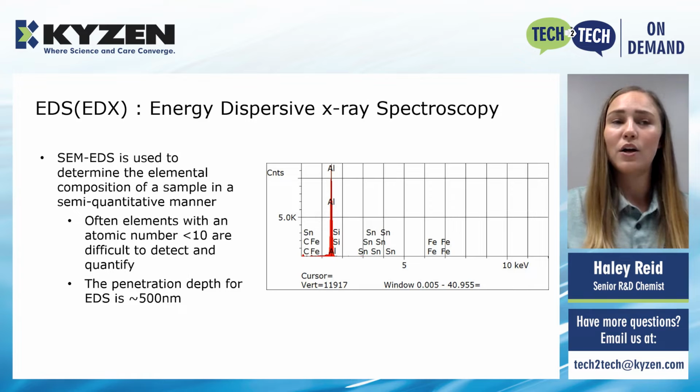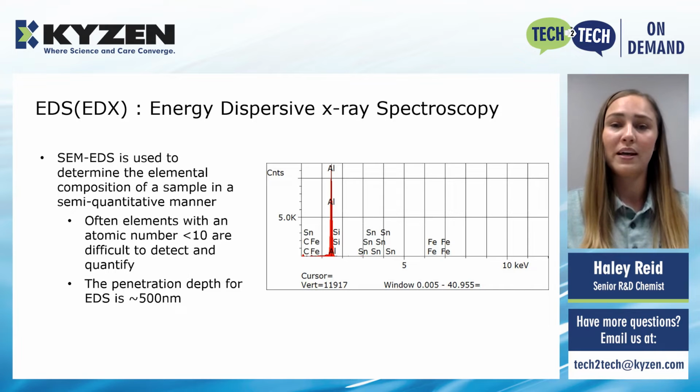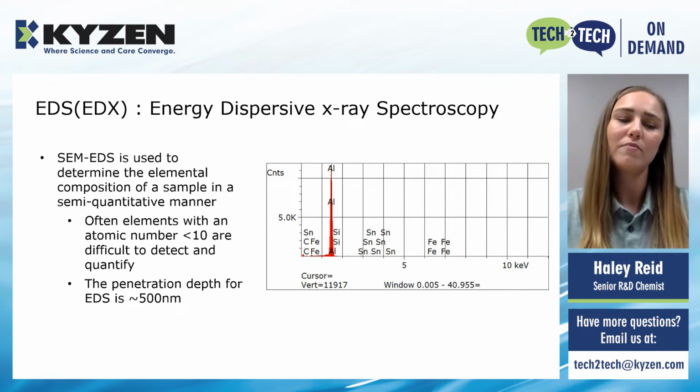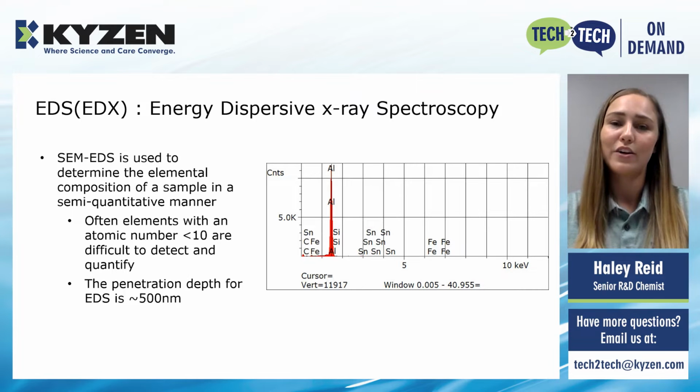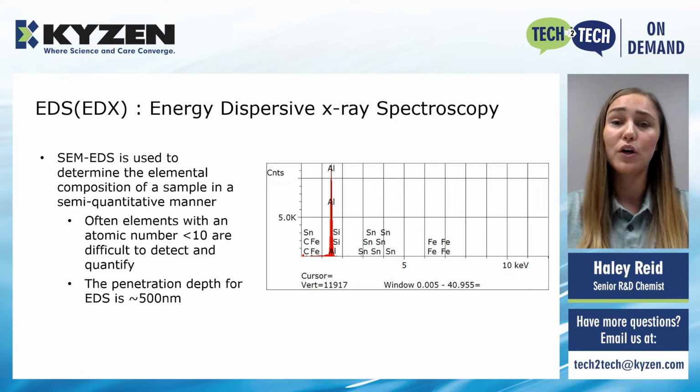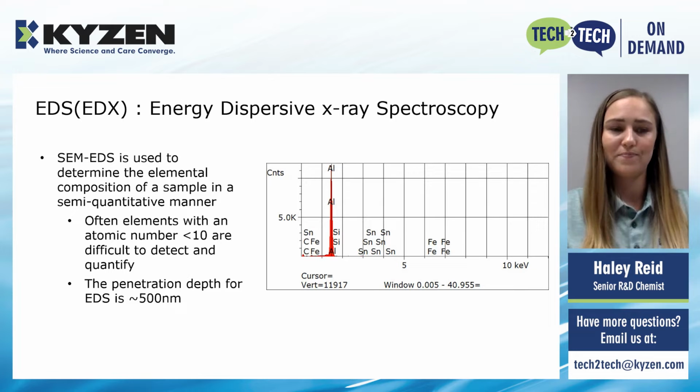So if you get back 2% oxygen, it will actually be 2% oxygen plus or minus 1%, depending on your calibration. It's also important to note that the atomic number of the element you are looking at generally needs to be above 10. Oxygen is less, carbon is less, and we can detect those, but not with a lot of accuracy. Once you get to heavier metals, we're a lot more confident in how much is there.